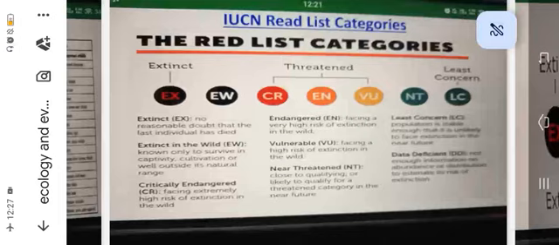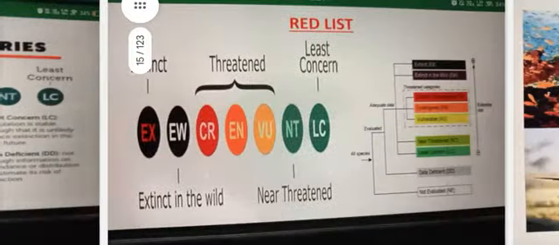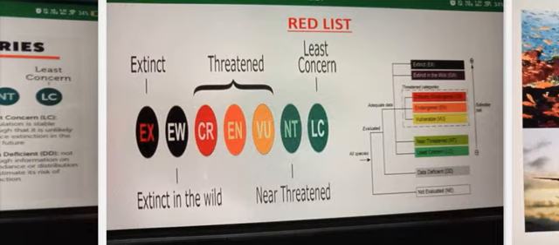Then data deficient, DD, not enough information on abundance or distribution to estimate its risk of extinction. So that means this DD category can also come under threatened or extinct, if we don't know that it's extinct or threatened, because it's a data deficient category. Red list, we can see extinct EX and EW, extinct in the wild, extinct, threatened CR, EN, VU. Critically endangered, endangered, vulnerable, and least concern as NT and LC. That means near threatened and least concern.